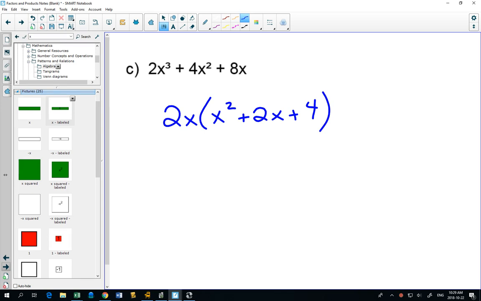Every time I factor, I know you don't see this because I do it in my head, but as soon as I'm done, my brain does mental math checks. Is 2x times x squared 2x cubed? Yes. Is 2x times 2x 4x squared? Yes. Is 2x times 4 8x? Yes. The next thing my brain does is check on the inside. Can I do anything more with this? Is there anything else in common?